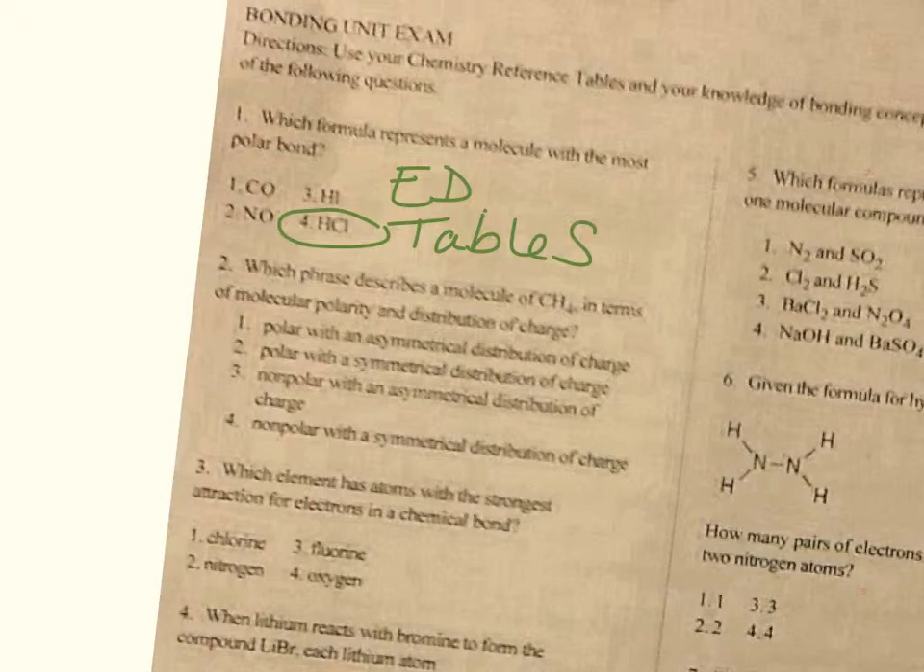In the next question, which phrase describes a molecule of CH4? So we have to look at CH4. Remember, we put our C in the middle, and we have 4 H's coming out from it. This is a symmetrical molecule, so right away we can get rid of choices 1 and 3, which say asymmetrical. We have a choice between polar with a symmetrical distribution of charge or nonpolar with a symmetrical distribution of charge.